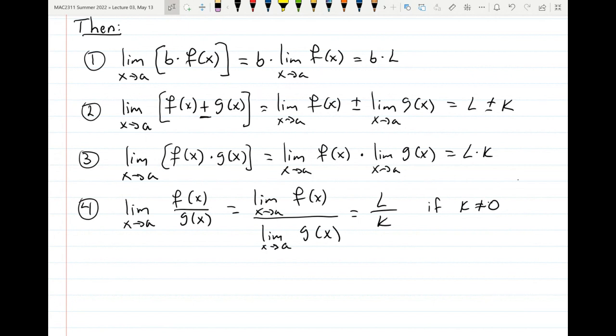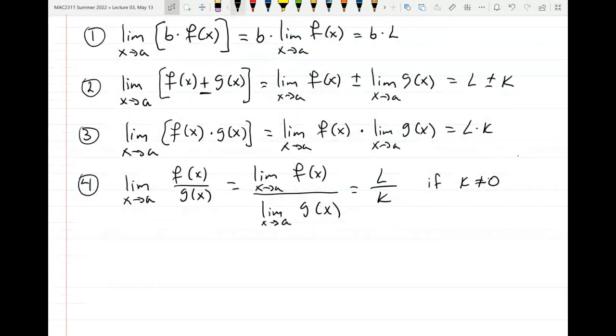When the top approaches a fixed number and the bottom is getting smaller and smaller all the time, what happens to your fraction is that it's going to get bigger and bigger, either in the positive or negative direction. It depends on whether we are getting positive or negative numbers. So this is going to give us something like positive or negative infinity.